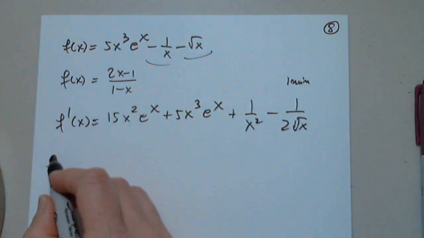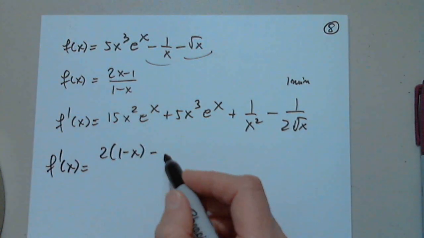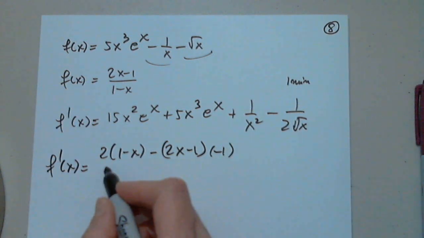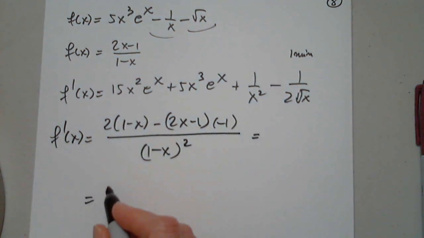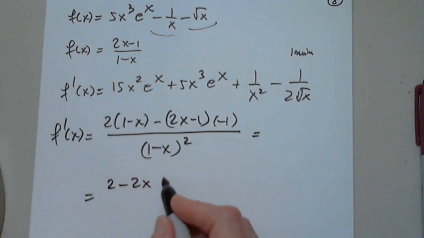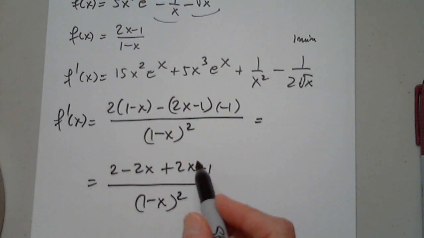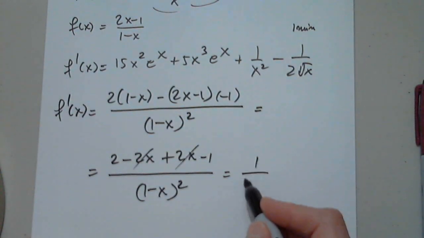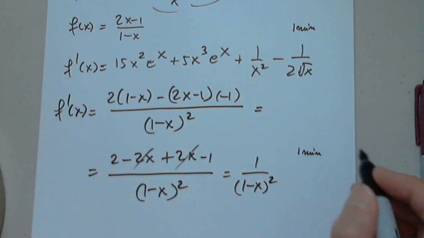Now let's look at the second one. Top prime is 2, times 1 minus x, minus the top times the denominator prime, which is negative 1, over 1 minus x, everything squared. So this is 2 minus 2x, but plus 2x minus 1, over 1 minus x, everything squared. These two go away. The numerator is 1 divided by 1 minus x, everything squared. So this should have taken another minute.